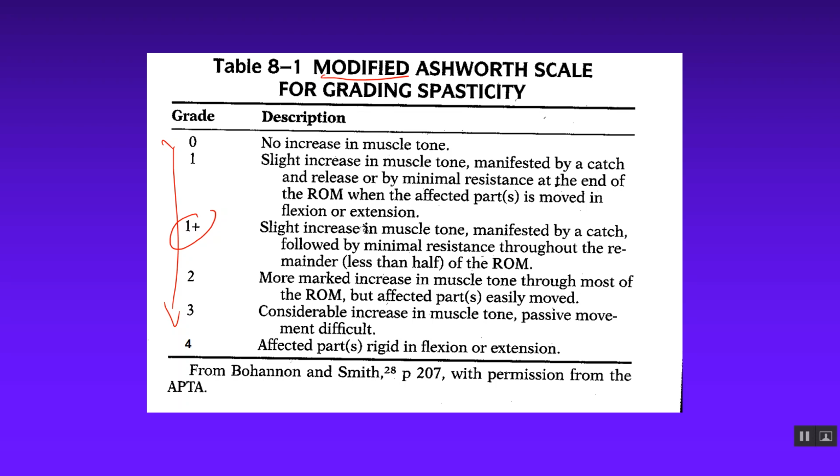1 is a slight increase in muscle tone. So you lift their leg up, and we'll do this in class, up in the lab. It's manifested by a catch and release or by minimal resistance at the end of range of motion when the affected part is moved in flexion or extension. So a 1 would be you lift the limb up and you get a little tiny catch, but then it releases. Or you don't get a catch and release, but as you get towards the end of the range, you feel extra resistance. That's not capsular or muscle, it's tone. When you start doing this, you're not sure: am I running into a capsular, muscular end feel, or is this resistance I'm feeling because of tone?